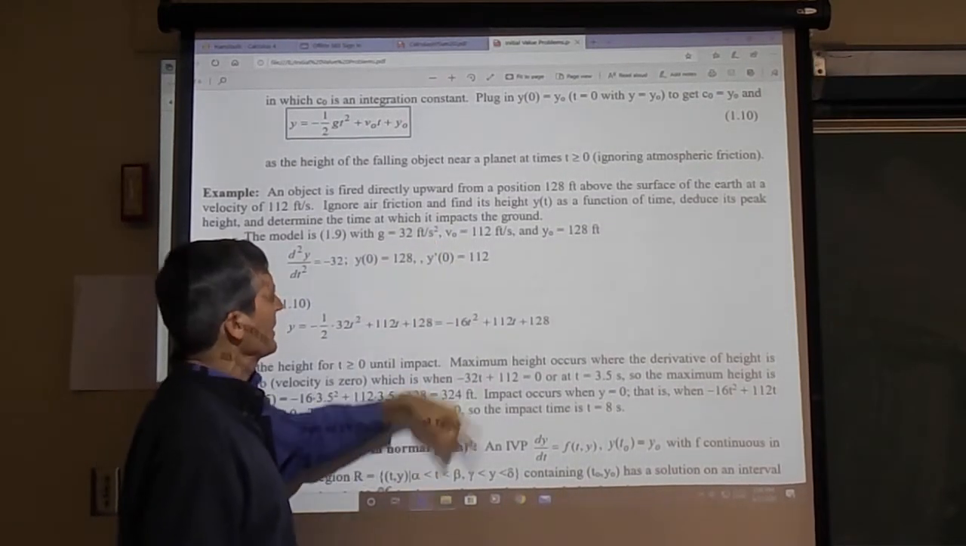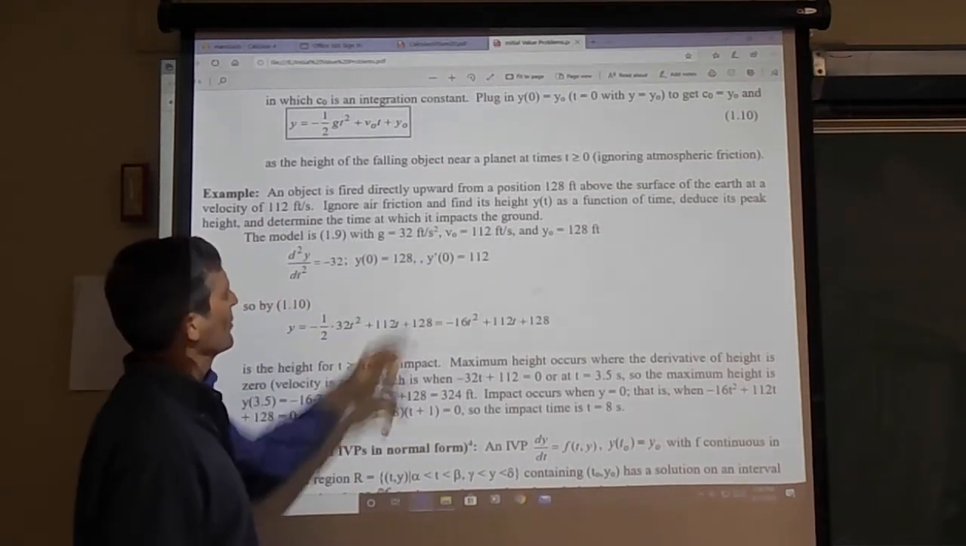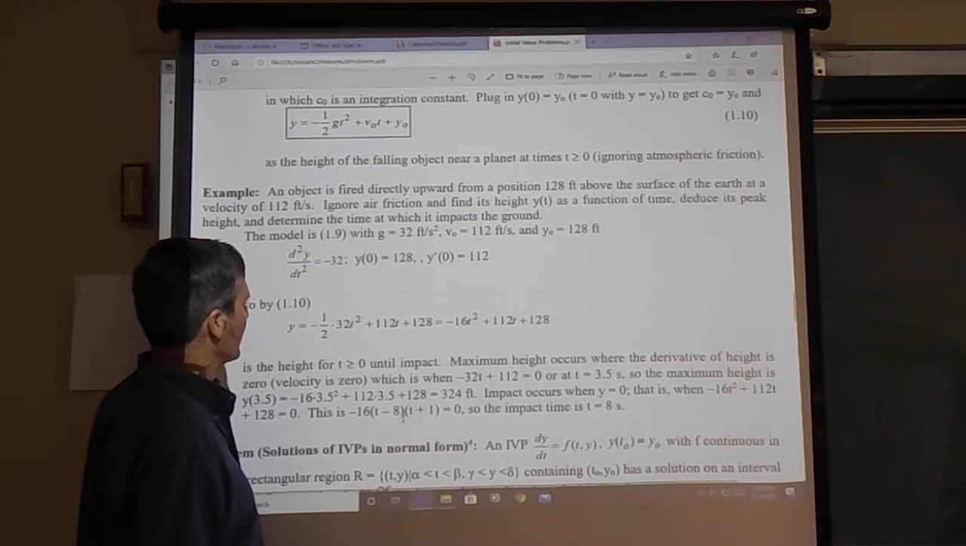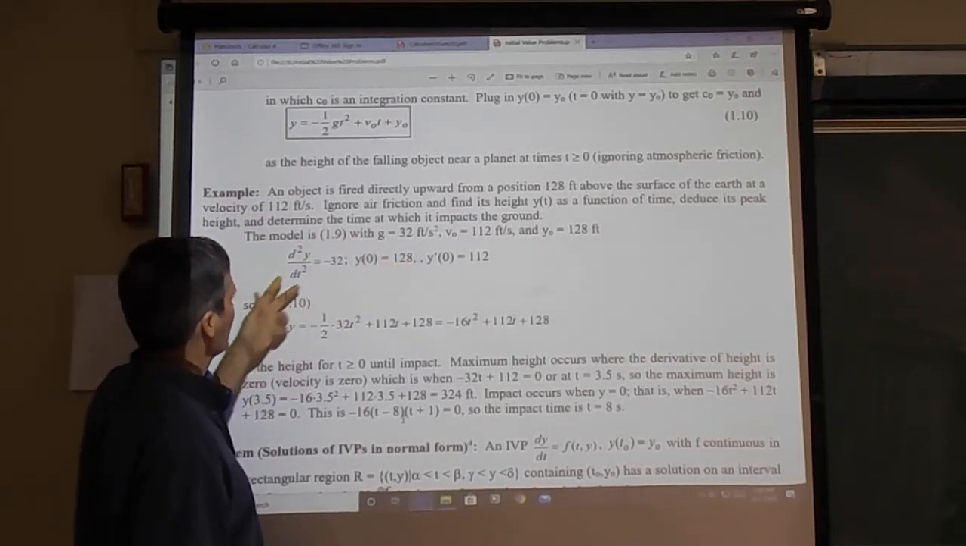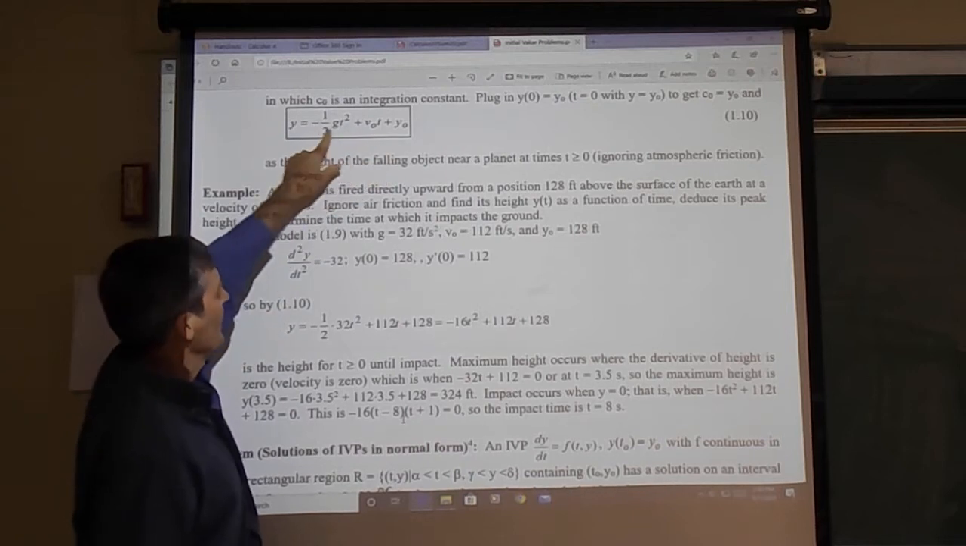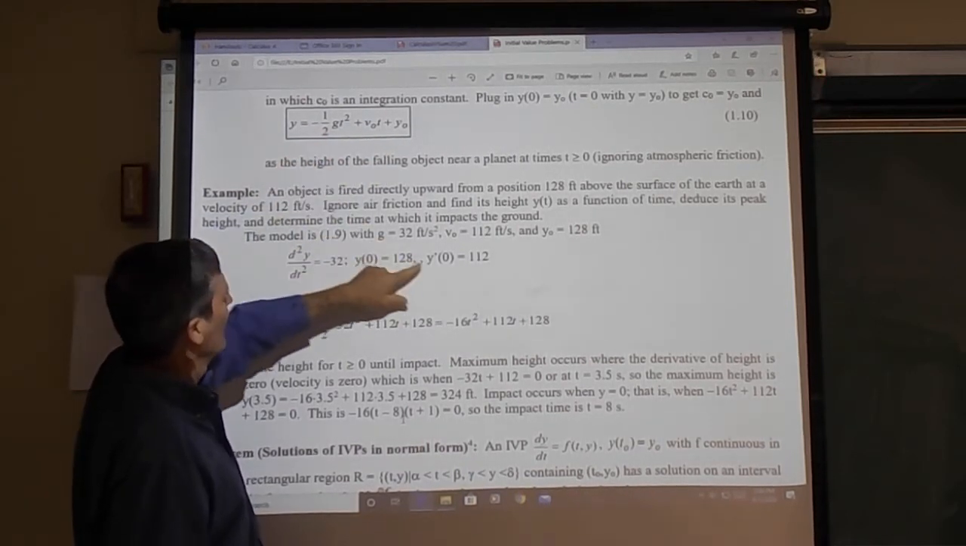If I fire it downward, I have to use negative. Alright, so there's my initial value problem, the same one we just did. We could just plug in the numbers right away. But if you integrate this twice, you'll get this equation here. And now I plug in these numbers.